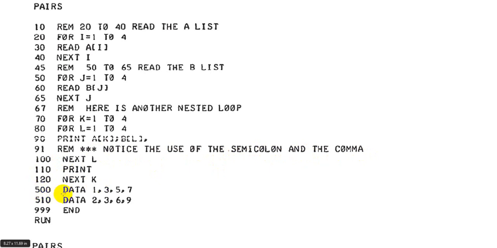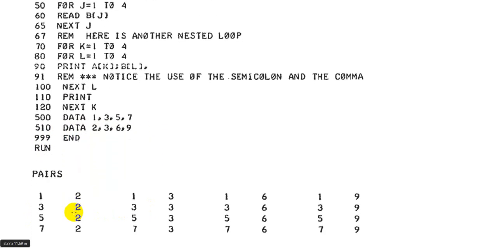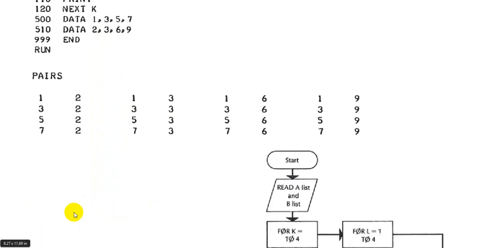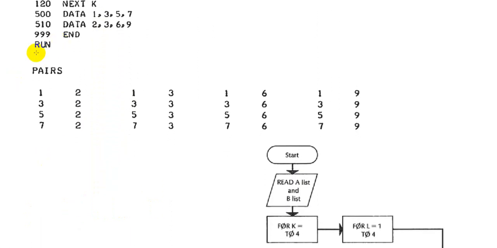And 500 data 1, 3, 5, 7, and 510 data 2, 3, 6, 9, or 6, 2, 3, 9, as you can indicate right here for you. The 999th step indicates the finalization of the implementation of the activities entirely stipulated in the source code of the pairs program. The source code pairs will be as follows, with 1357 and 2369 as the data, as you can see.